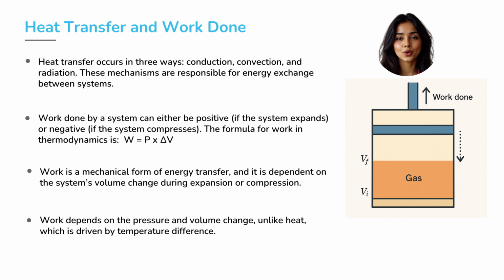Let's zoom in a bit more on heat and work. Heat moves in three ways: conduction, convection, and radiation. Conduction is like when you're holding a metal spoon in a hot cup of coffee. The heat moves from the hot liquid to the spoon and eventually to your hand. Then there's convection, which happens when hot air rises, like the warm air in your kitchen when you're baking a cake. And finally, radiation. That's how the sun heats the earth, with invisible waves of energy flying through space.